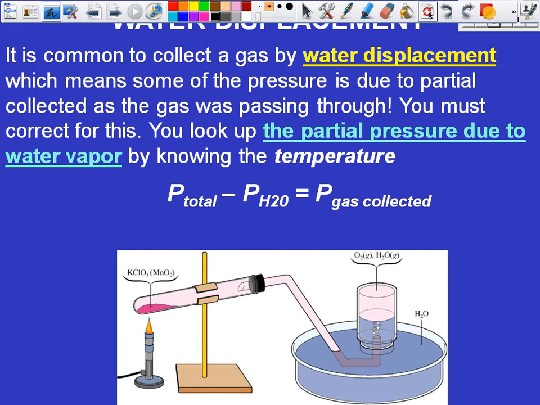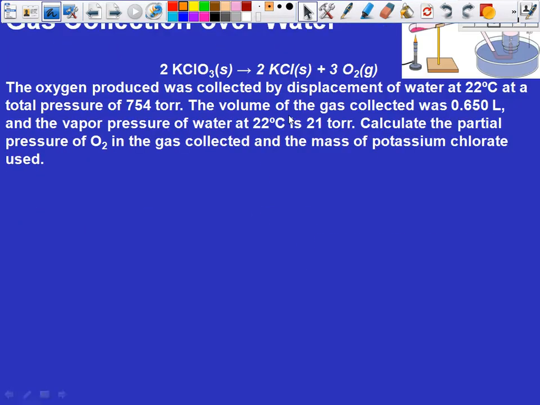Again, even if it's one, it can alter the total pressure because we're wanting the pure pressure of the gas that's being released. Okay, so here's the problem. The oxygen produced was collected by displacement of water at 22 degrees Celsius. Again, we don't like that. Let's go ahead and change that. So let's change it to 295.